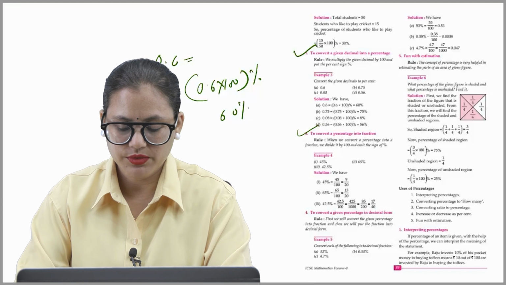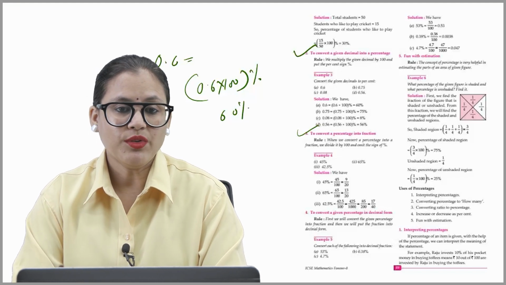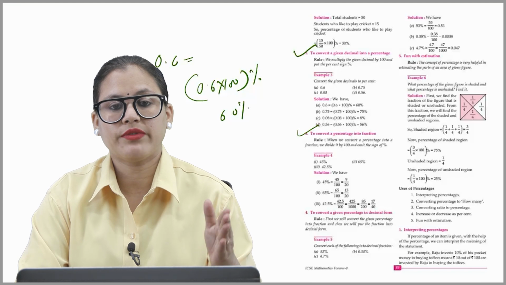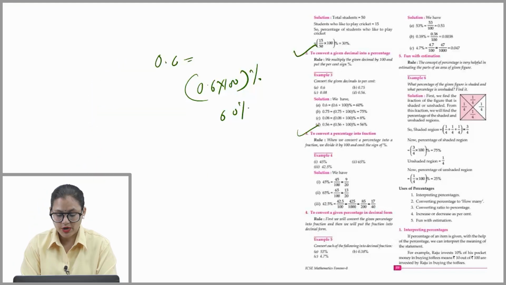3. To convert a percentage into a fraction. When we convert a percentage into a fraction, we divide it by 100 and omit the sign of percent. Example, 45%. We have to convert it into a fraction. So, we will divide by 100 and this time we will omit the sign. We will remove the sign. So, you will get 9 by 20.